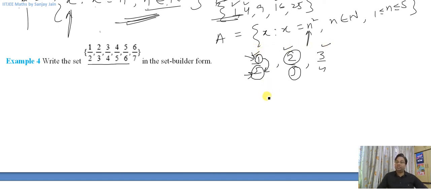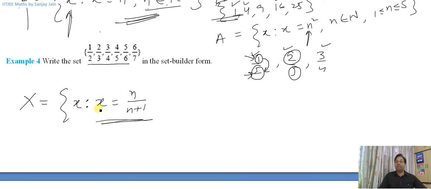In the numerator you have all these natural numbers, 1, 2, 3, 4. So if I write the rule like this, let us say the solution set is capital X, and X is such that x is equal to n upon n plus 1, because I've got 1 more than the numerator in the denominator. So I have defined this rule as x equal to n by n plus 1. Now I have to define this n. n belongs to natural numbers.